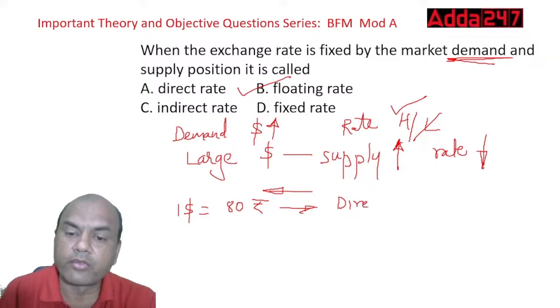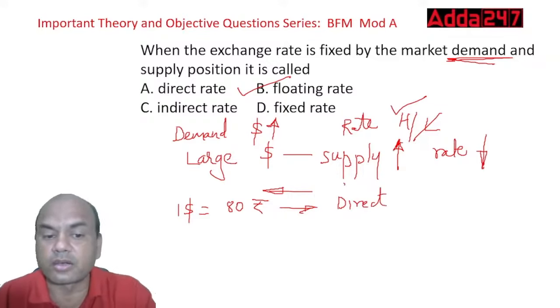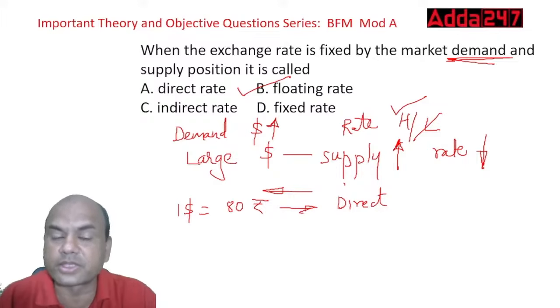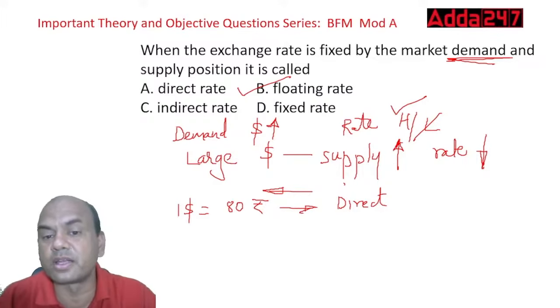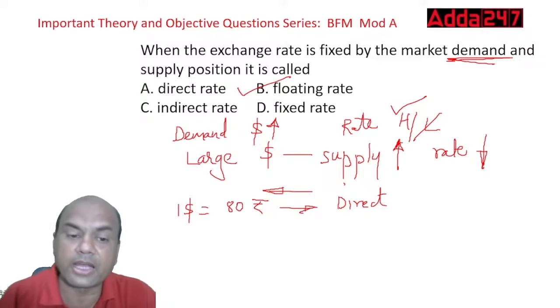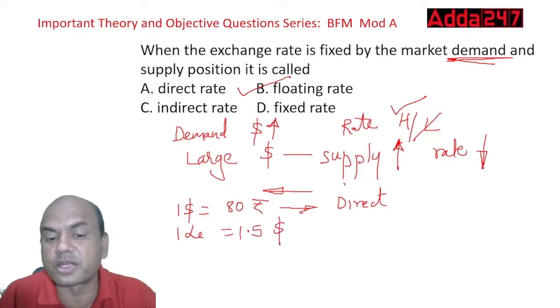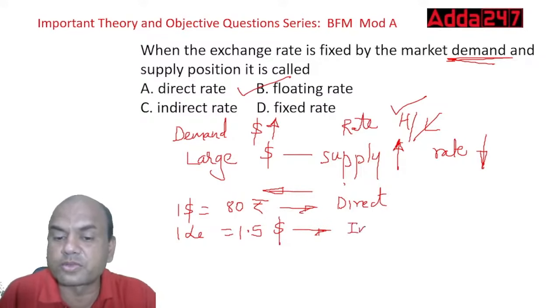Direct. Remember, the logic is simple: your dollar is fixed and your rupee, the local currency, is fluctuating. That is called a direct rate. Indirect is the reverse. Suppose I give you £1 equals $1.5. Here the dollar is fluctuating, so this is called an indirect rate.